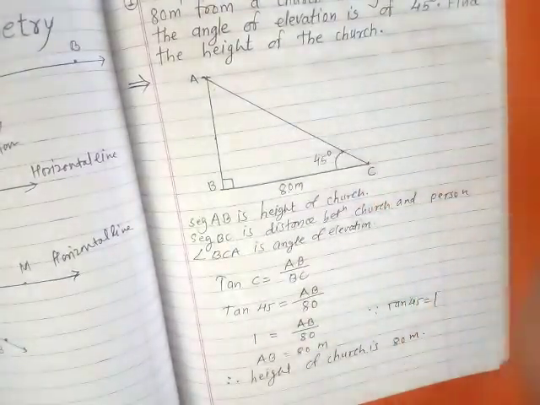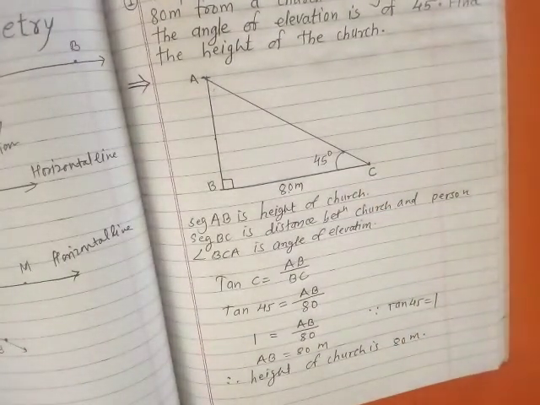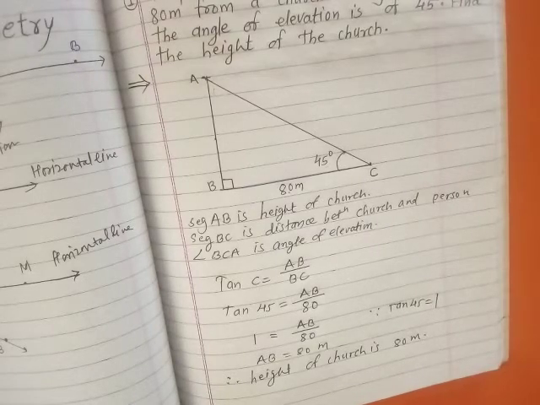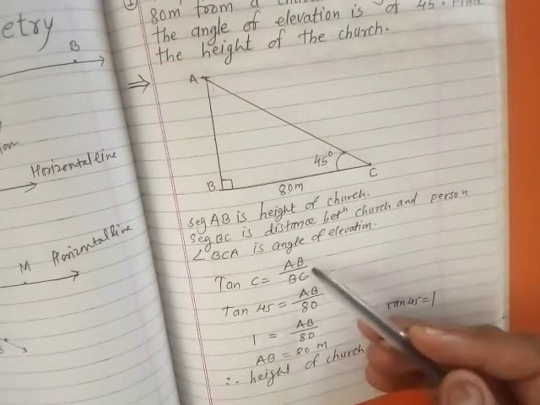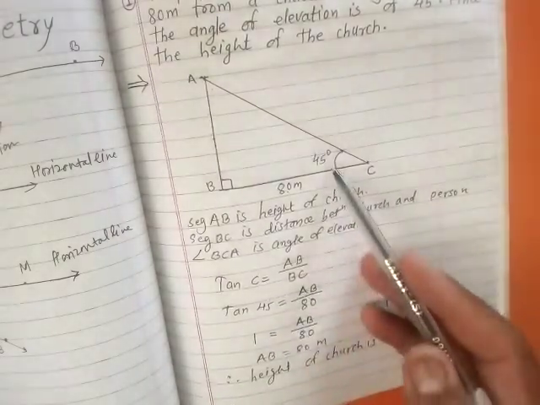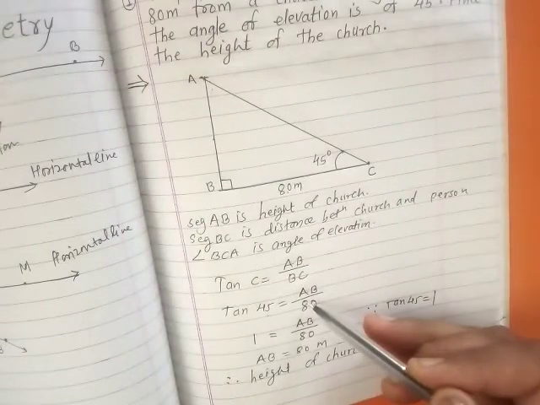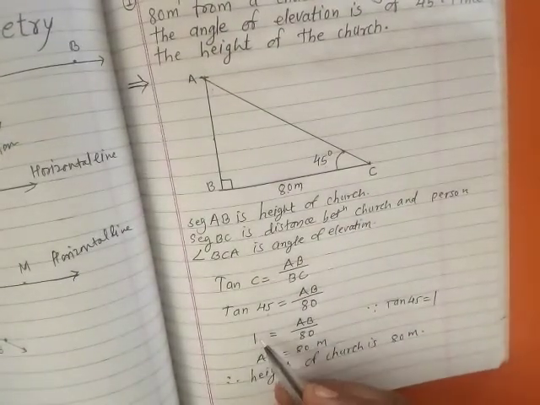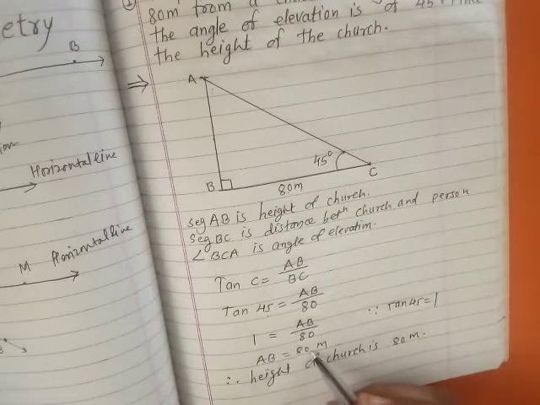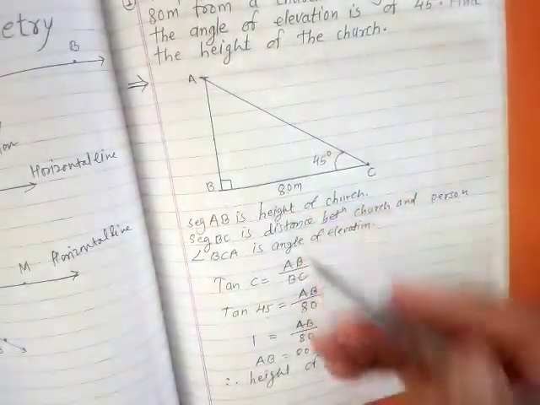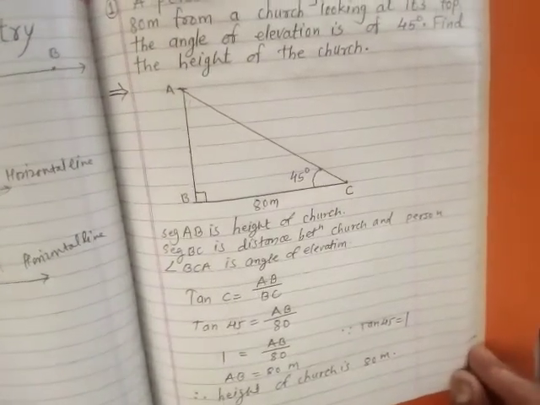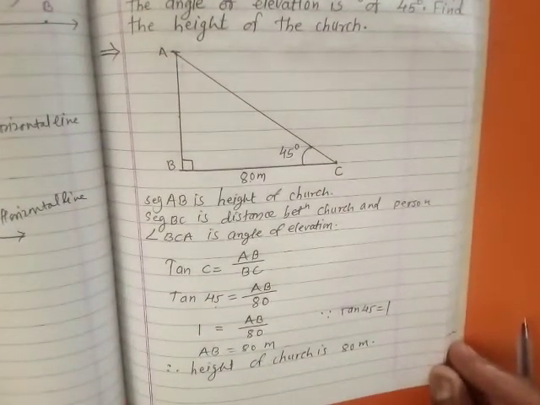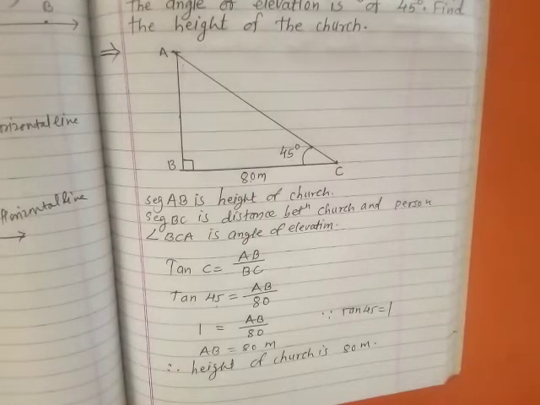Therefore we take the tangent ratio: tan C is the opposite side upon the adjacent side. Then tan C is equal to AB upon BC. C is 45, therefore putting 45 here, 1 equals AB upon 80. 80 multiplied by 1 becomes 80, therefore AB is equal to 80 meters, and AB is the height of the church, so the height of the church is 80 meters. By using this we can calculate various heights in the examples of practice set 6.2. Thank you, friends.